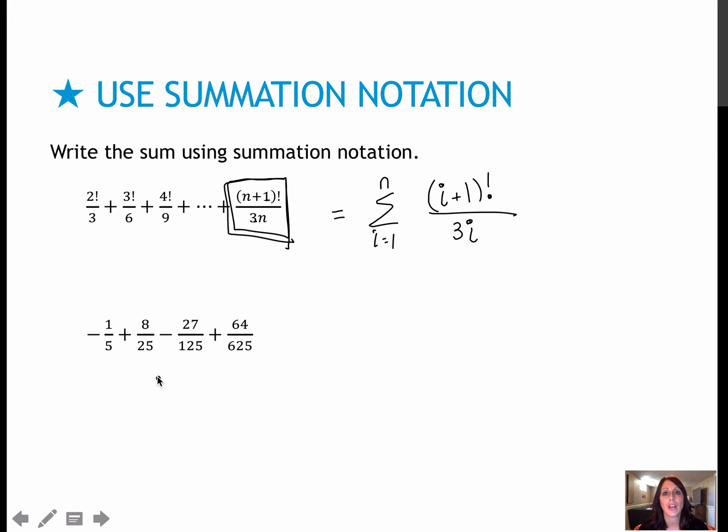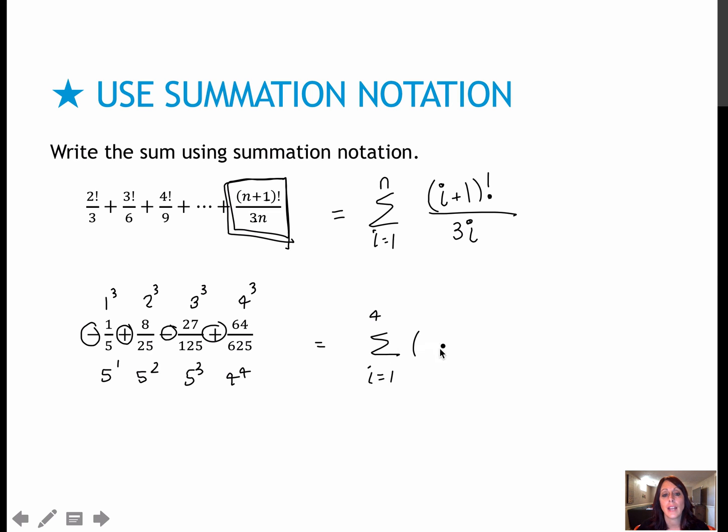For the other, we've got kind of a lot going on. So looking at the numerators, this is all perfect cubes. So this is 1 cubed, this is 2 cubed, this is 3 cubed, and this is 4 cubed. We also have that we have alternating signs. And we also have that this is 5 to the first, 5 to the second, 5 to the third, 5 to the fourth, etc. So my summation is going to start at 1 and go until 4.